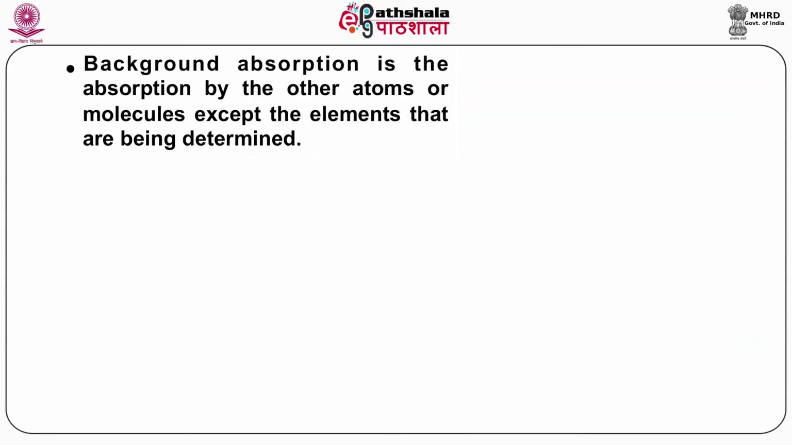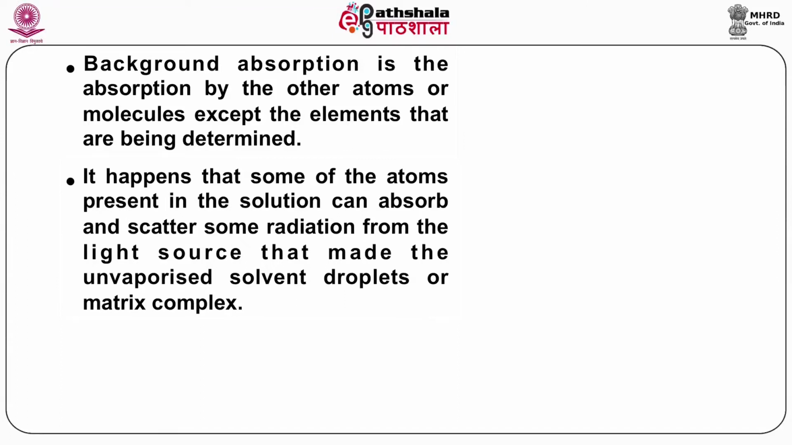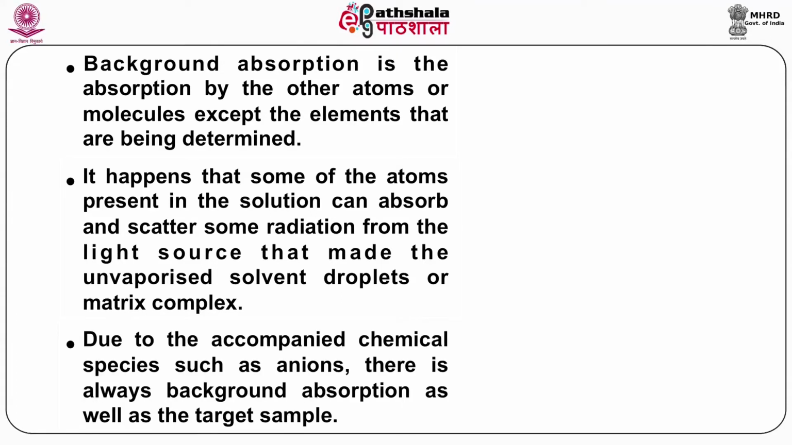Here we talk about background absorption. Background absorption is the absorption by other atoms or molecules except the elements that are being determined. It happens that some of the atoms present in the solution can absorb and scatter some radiation from the light source, caused by unvaporized solvent droplets or matrix complexes. Due to accompanying chemical species such as anions, there is always background absorption as well as the target sample.